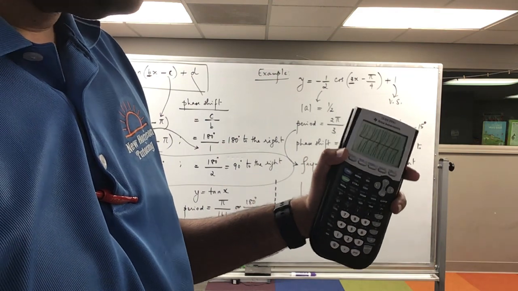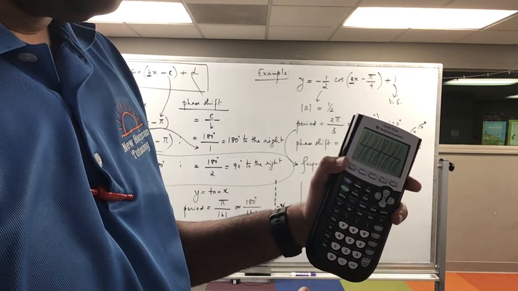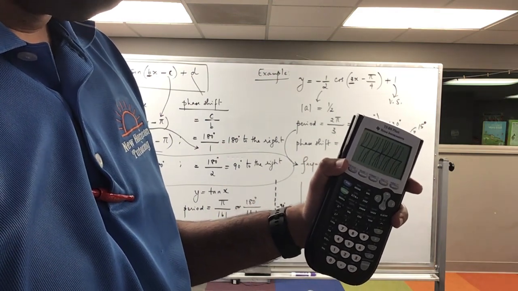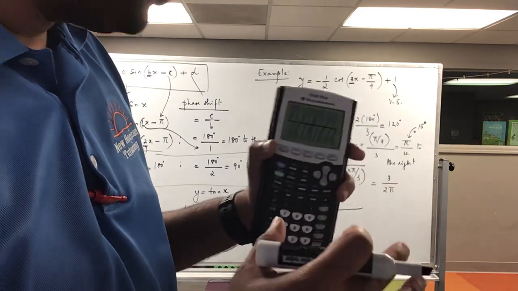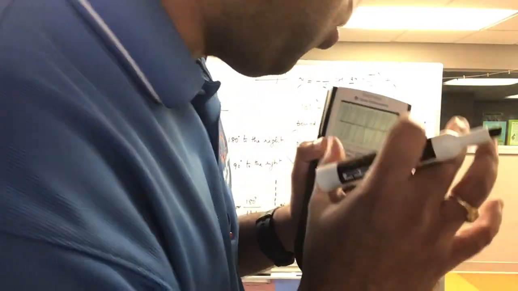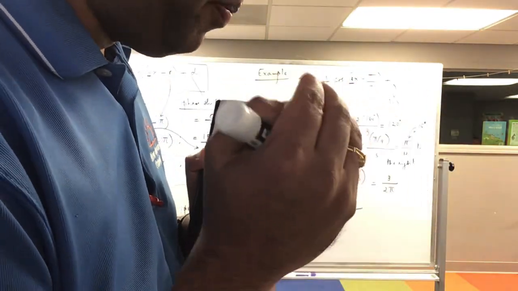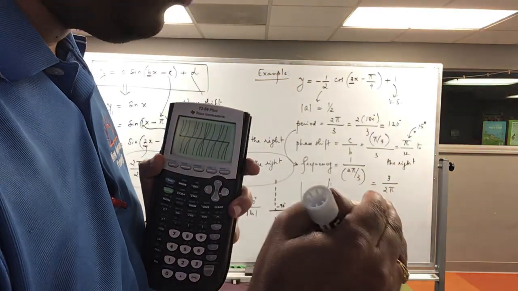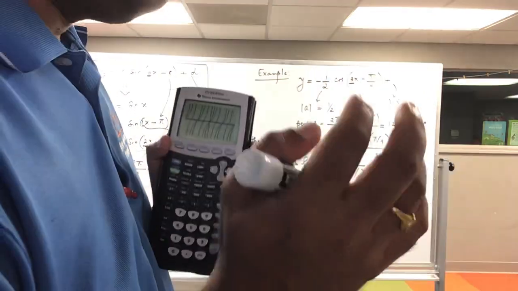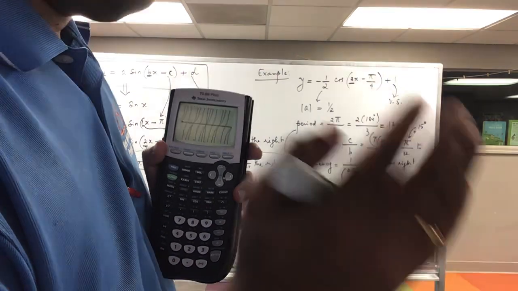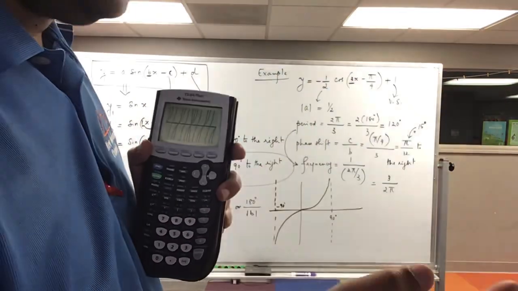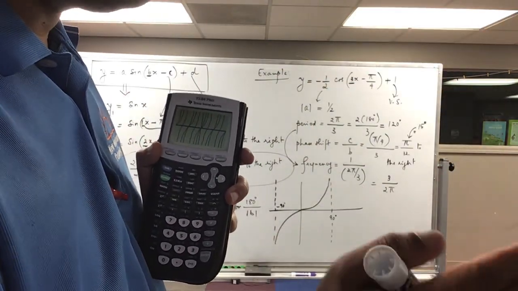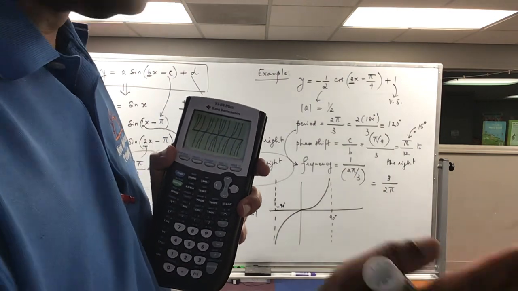Are you guys getting this? Are you all clear about this? So the two things you have to remember when it comes to tangent: the period is pi over b, not 2 pi over b, and then you're looking for asymptotes. And what's the asymptote? It's the angle at which the function gives you an error value. That's an asymptote.